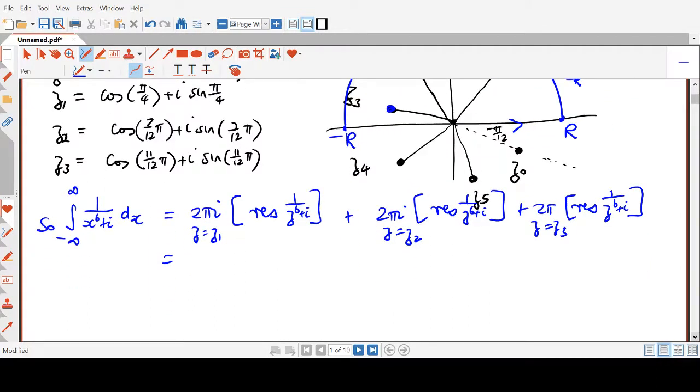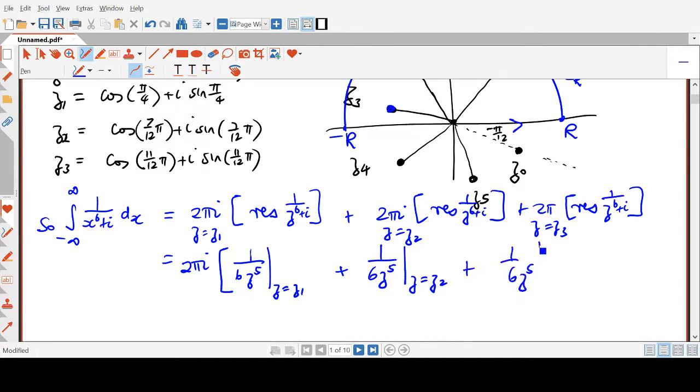Now, how do you find the residue? There's a simple theorem here which tells us we can differentiate the denominator. Differentiate the denominator, and so you will get, well, I think you can see 2 pi i appears all the time, so let me pull that out once and for all. So I should take the derivative, 1 over 6z to the 5, and substitute the first point, z equals z1, plus 1 over 6z to the 5, and substitute the second point, z equals z2, plus 1 over 6z to the 5, substitute the third point, z equals z3, etc.